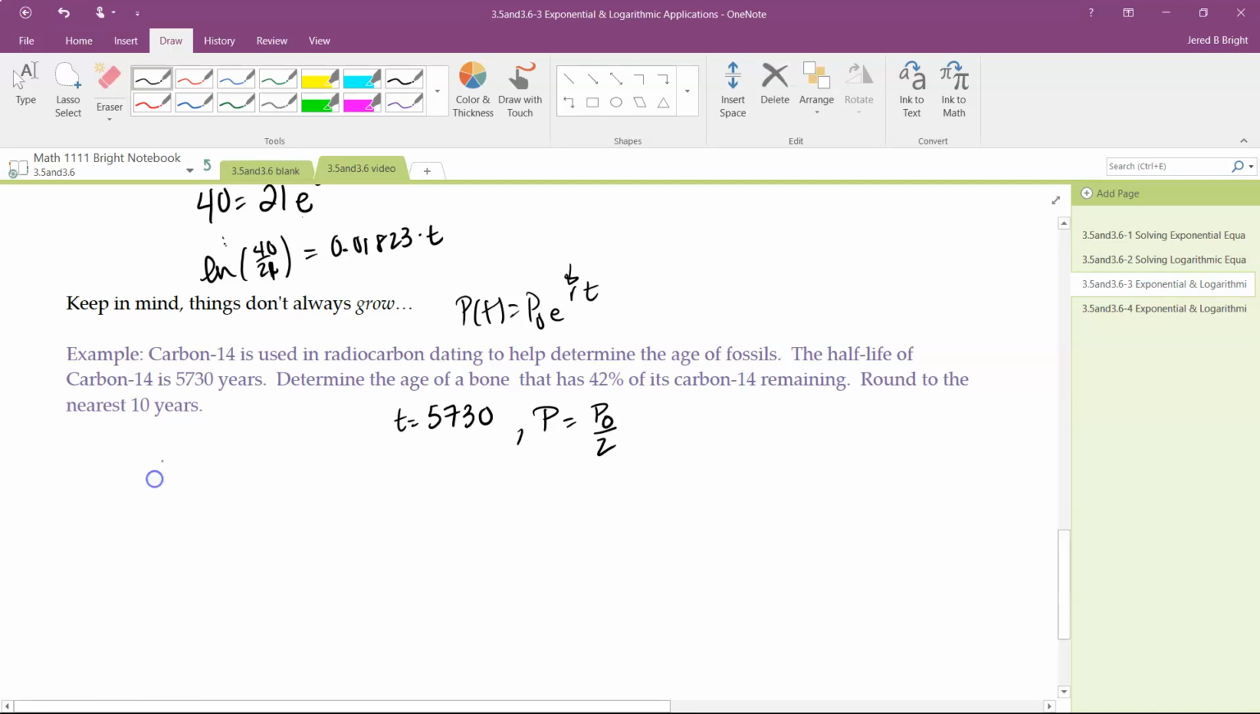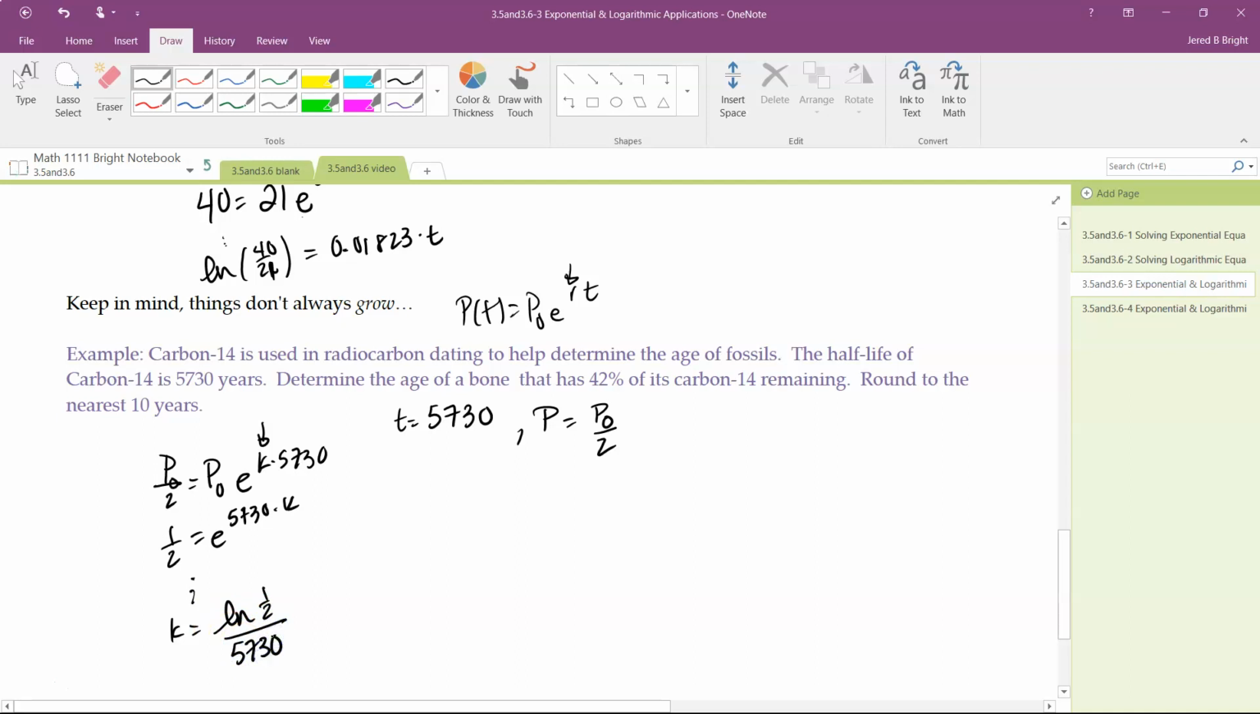So I have P of t is P naught over 2 is equal to P naught e to the k times 5730. Oh, that allows me to get k. If I divide both sides by P sub 0, I have 1/2 is equal to e to the 5730 times k. Natural log both sides and divide. Moral of the story, I get natural log of 1/2 over 5730 is my value of k.